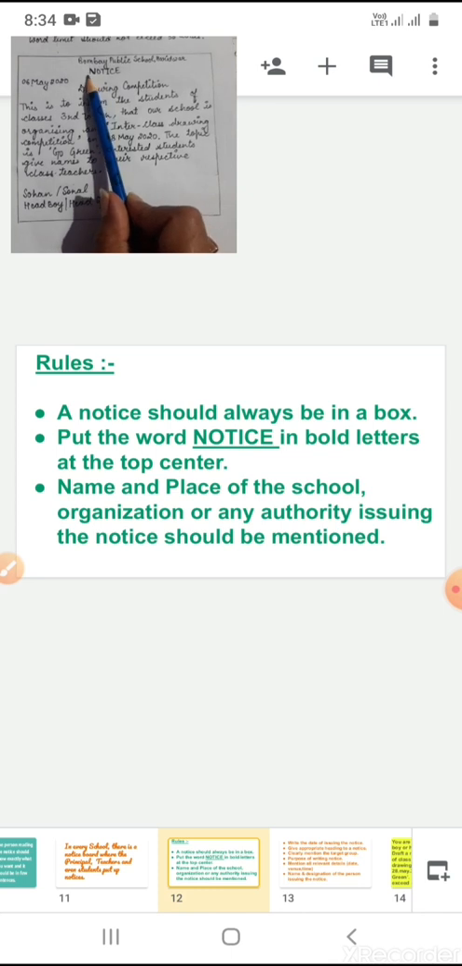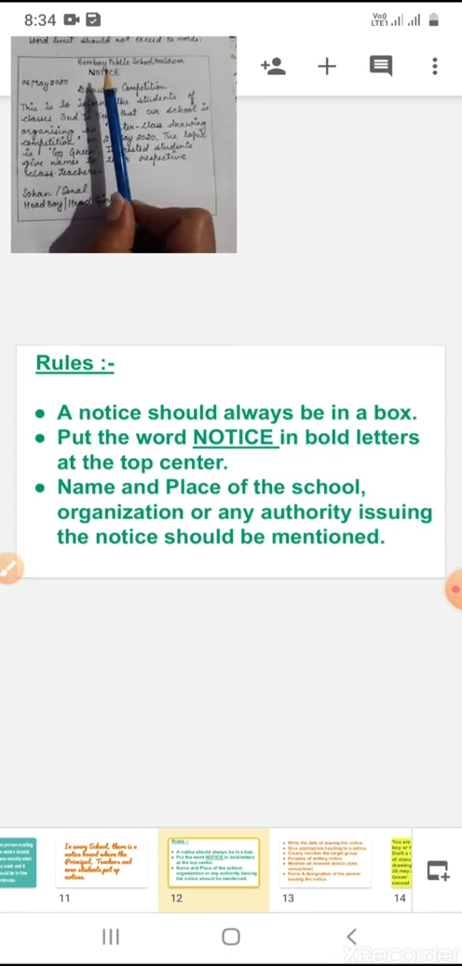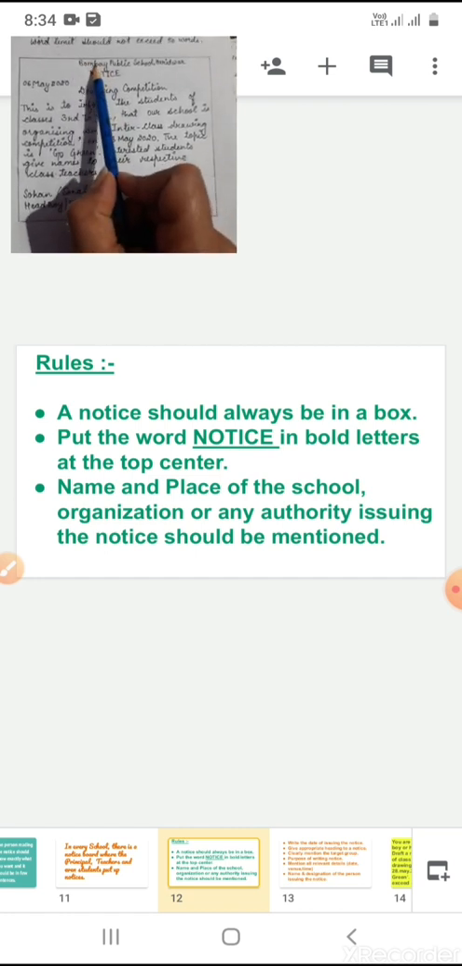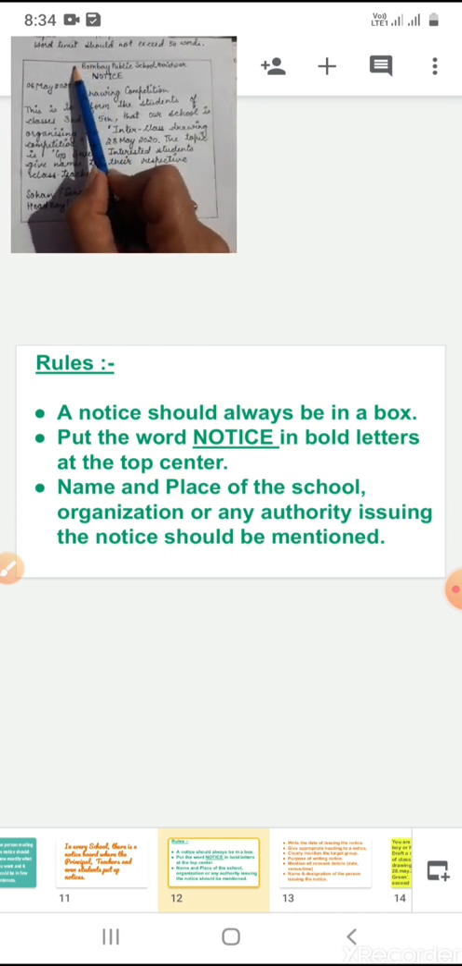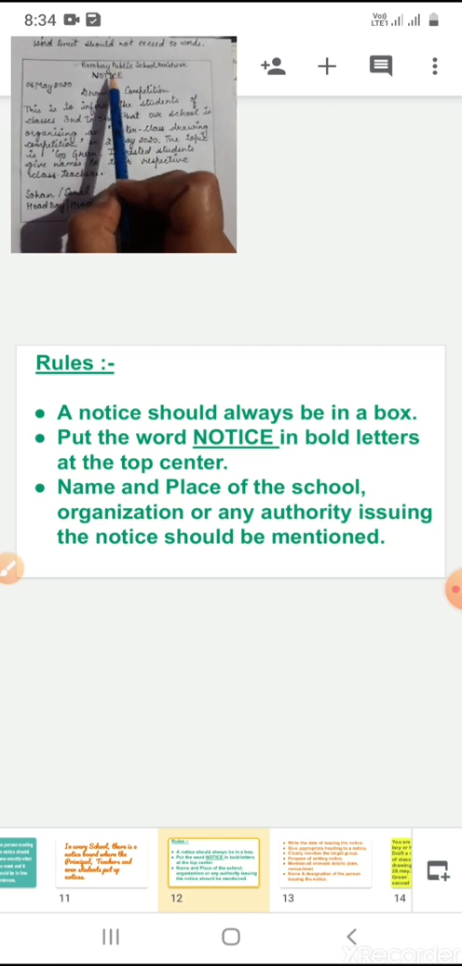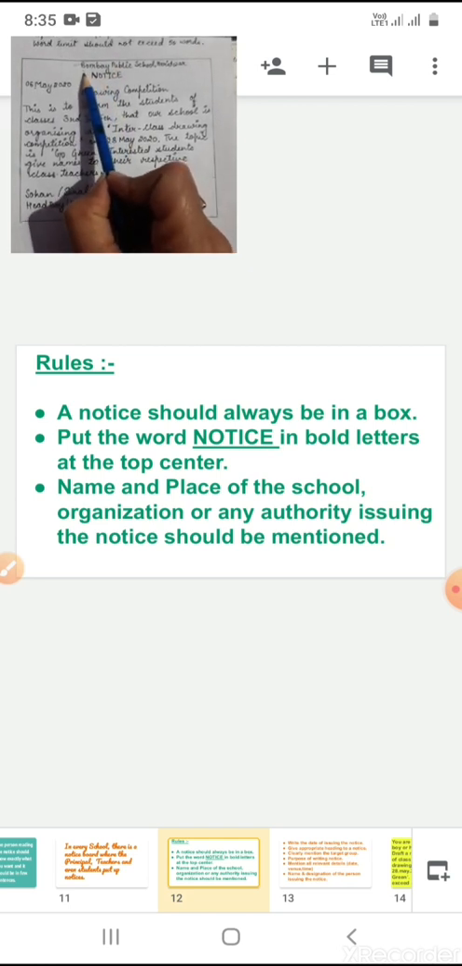Yes, we have written the word notice in bold letters. We have to write down the name and place of the authority issuing the notice. Who is issuing the notice? The name of the school which is given in the question, that we have to write down. Bombay Public School.